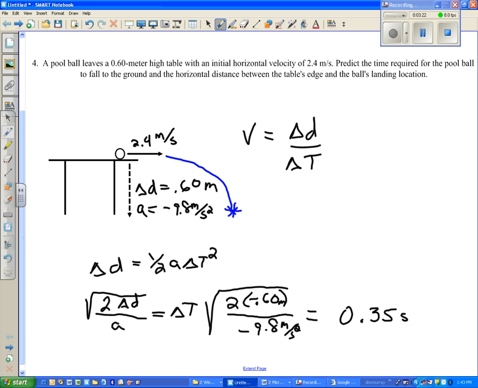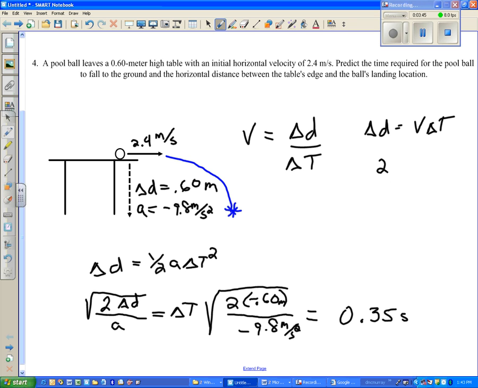Because that 2.4 meters per second is constant. It doesn't change because it accelerates vertically but not horizontally. So now we want to know the delta d. We know the t and we know the v. So we can multiply v delta t equaling delta d.